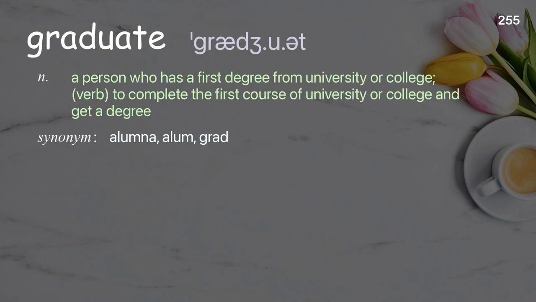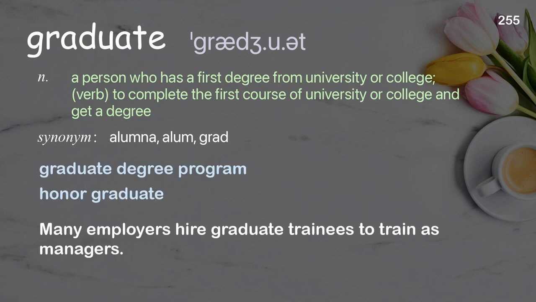Graduate. A person who has a first degree from university or college; verb, to complete the first course of university or college and get a degree. Examples. Graduate degree program. Honor graduate. Many employers hire graduate trainees to train as managers.